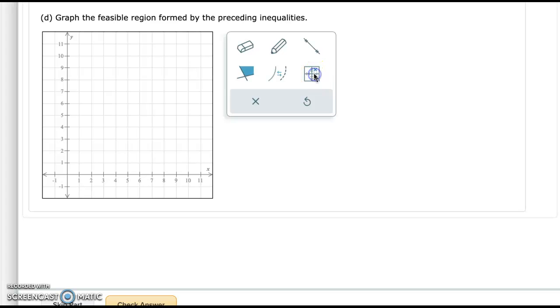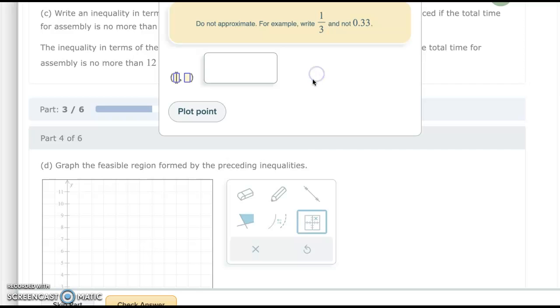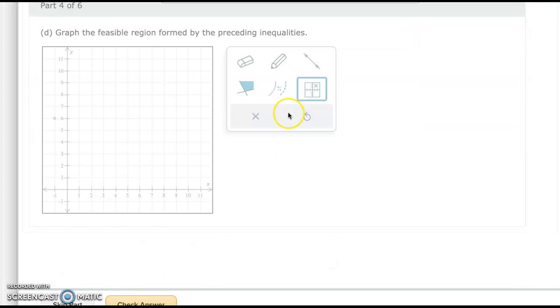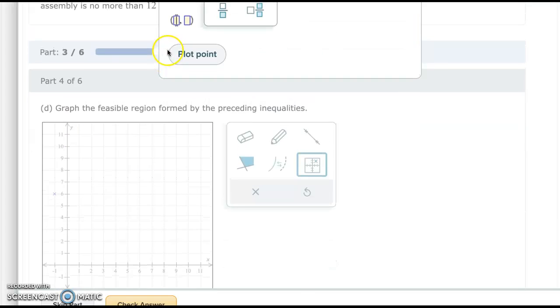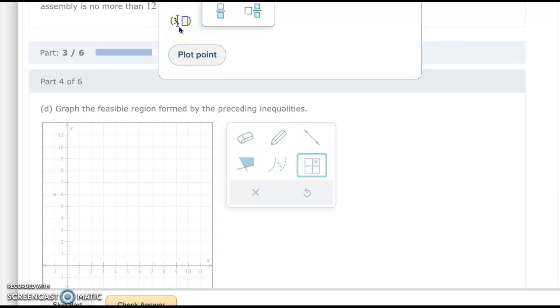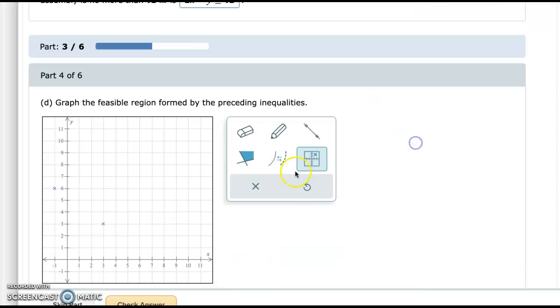So let's pick, we've got plot a point, so I'm going to choose that, and that was negative 1 and then 6. So now I'm going to hit plot point. Did that plot it? Yes. And then I'm going to hit 3 and 3, and then I'm going to draw a line between those points. So I have to exit out of plot the point.